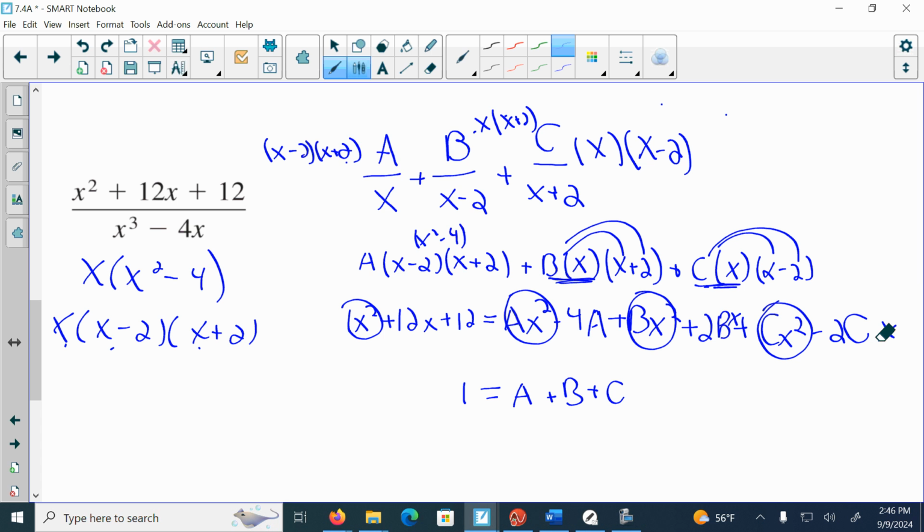So now I'm going to look at my linear terms, which are going to be here. It's going to be 12, which I should have really written down here. And I'm going to have 2bx minus 2cx. So I'm going to write 12 is equal to 2b minus 2c. And then the last thing is I'm looking at my constants, so I'm going to have negative 4 is equal to positive 12.